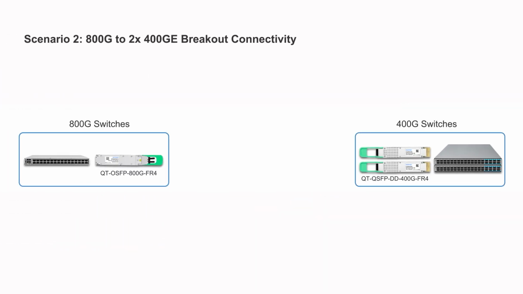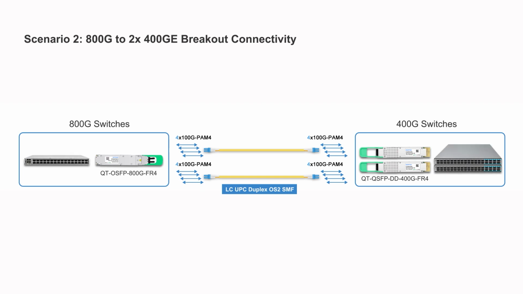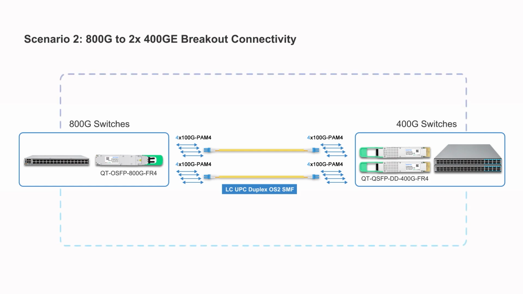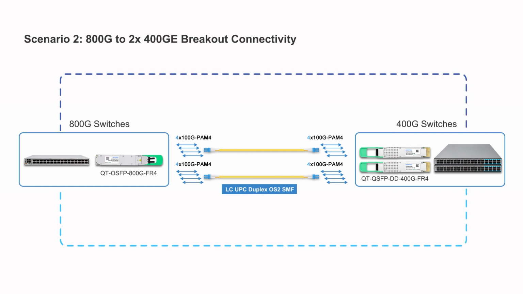Of course, you can also connect to the 400G switch. You can use 2 LC duplex OS2 cables to connect an 800G OSFP FR4 module and 2 400G QSFP FR4 modules to achieve conversion from high speed to low speed.